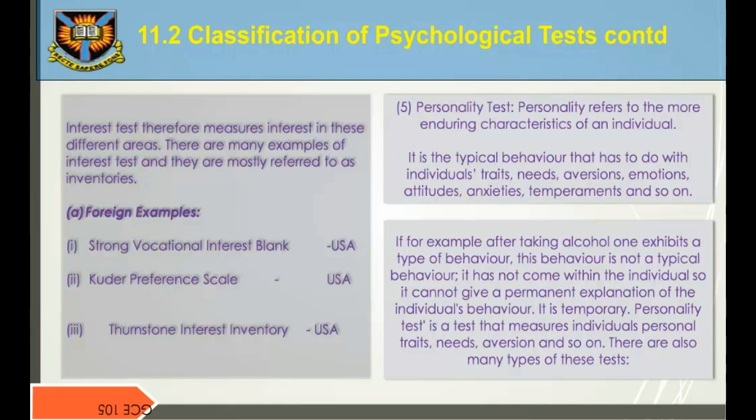5. Personality test. Personality refers to the more enduring characteristics of an individual. It is a typical behavior that has to do with individuals' traits, needs, aversions, emotions, attitudes, anxieties, temperaments, and so on. If, for example, after taking alcohol, one exhibits a type of behavior, this behavior is not a typical behavior. It has not come from within the individual, so it cannot give a permanent explanation of the individual's behavior. It is temporary. Personality test is a test that measures individuals' personal traits, needs, aversions, and so on. There are also many types of these tests.